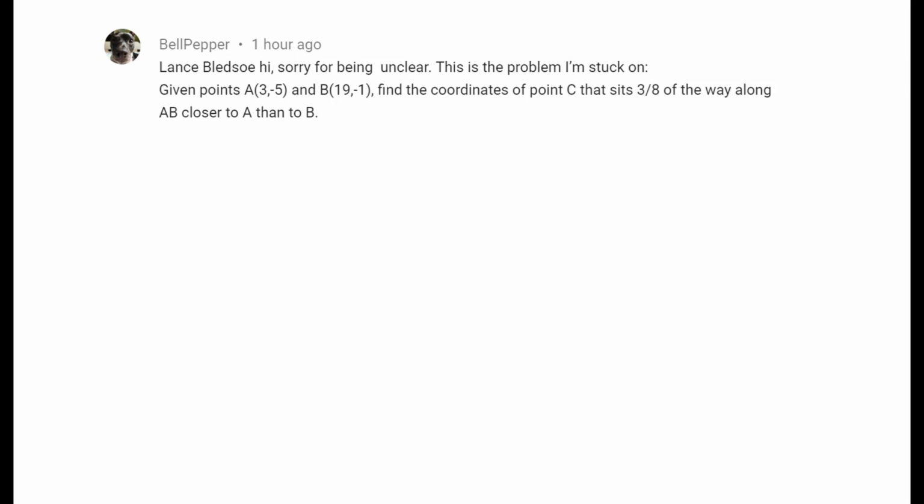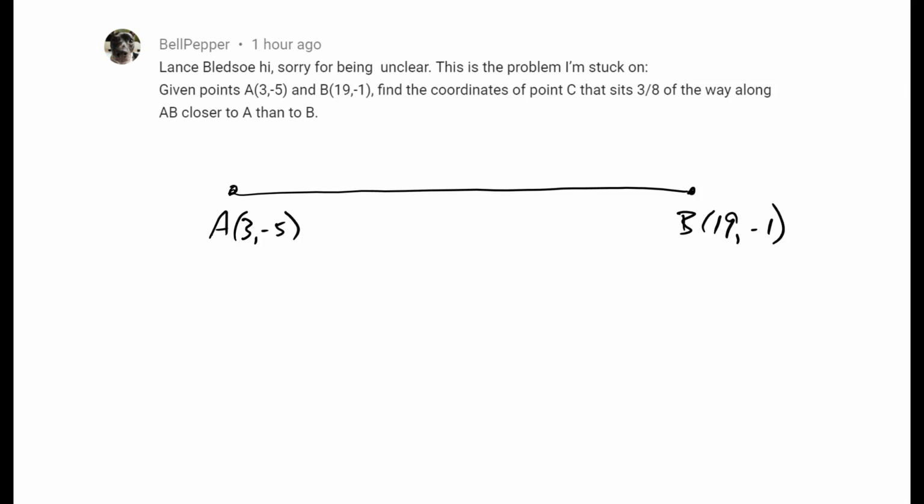So this is definitely a partitioning a segment problem, and you would go about solving this problem the same way that I did in the video, although as we're going to see, there is one kind of tricky part to this problem, and let's see if you can spot it. So this says points A and B. Point A is (3, -5), and point B is (19, -1).